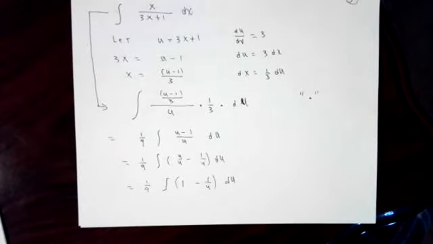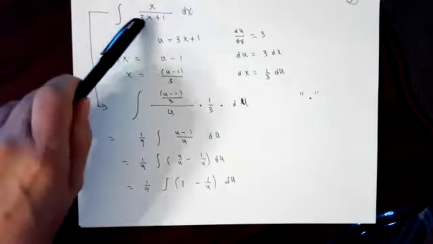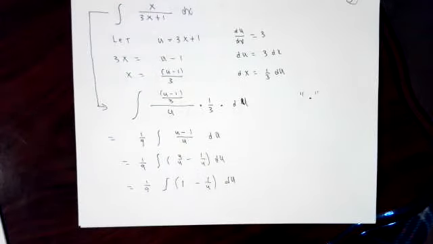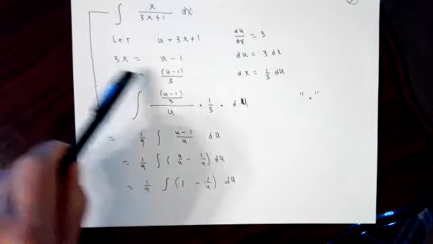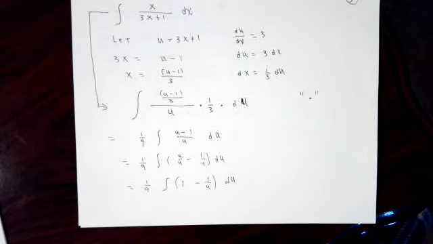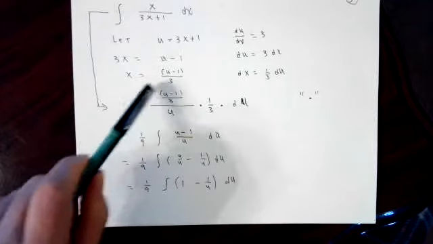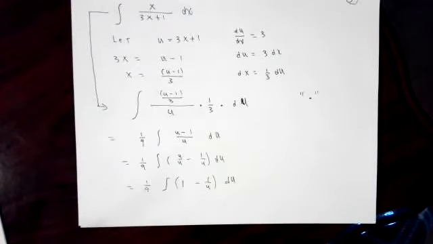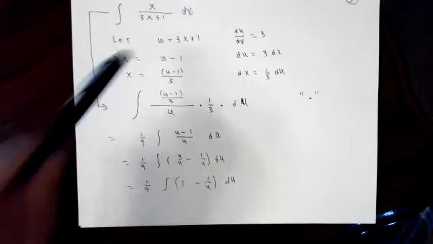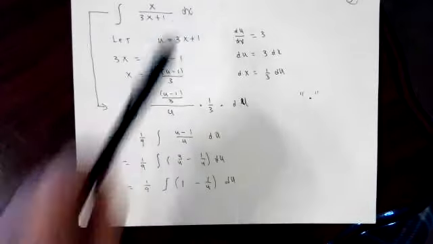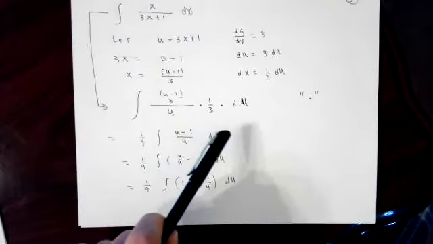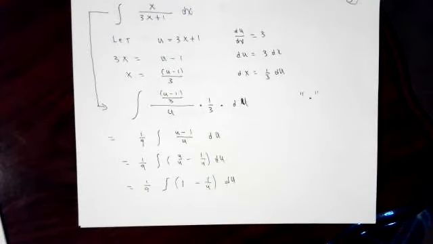multiplication was going on. The bottom of the fraction, 3x plus 1, is just u. The top of the fraction is x, so I have to solve for x in terms of u, and then just write all the pieces down. u minus 1 over 3 is x, u is 3x plus 1, and dx is 1/3 times du. Something that people will often make a mistake on is not dealing with that 1/3 du correctly.